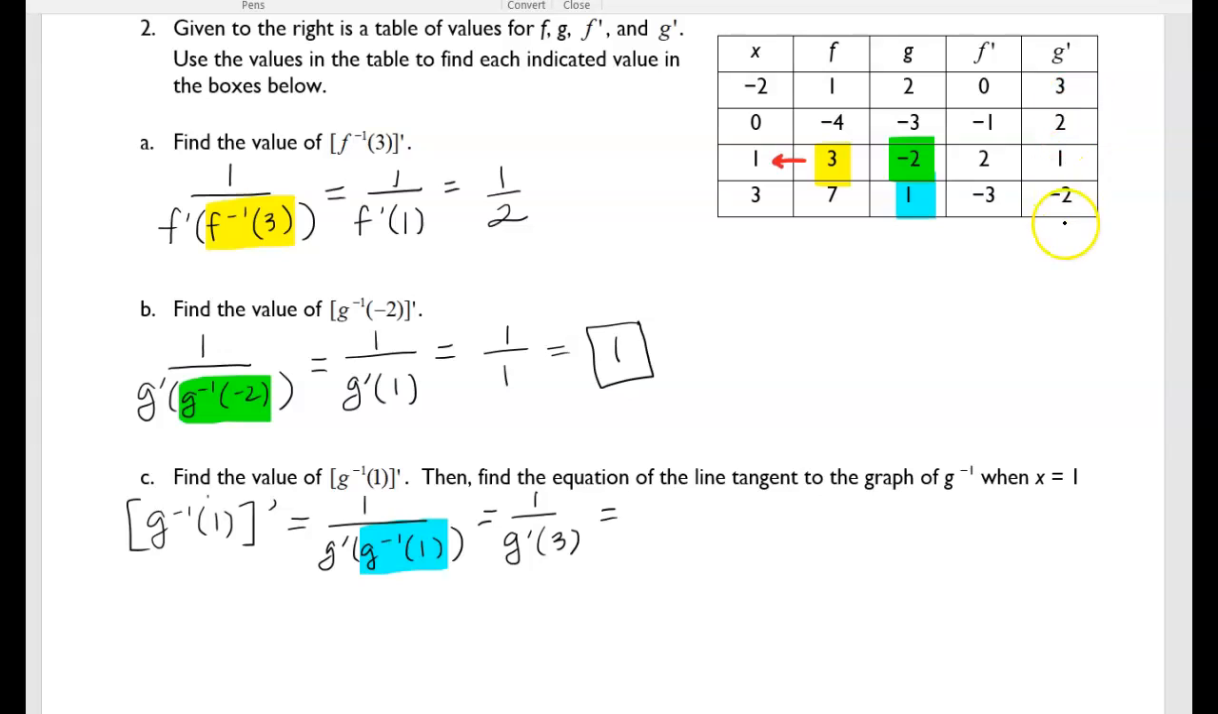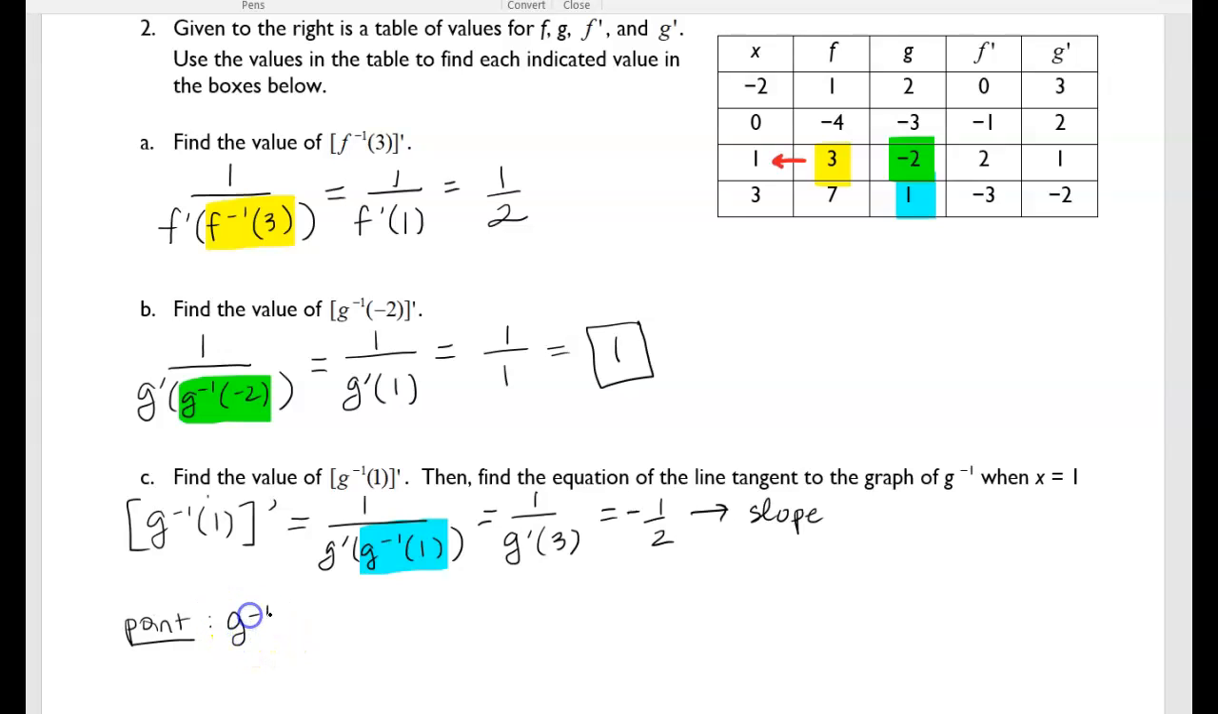I can see that g prime of 3 is negative 2. So this is negative 1 over 2. That's the slope of my tangent line. Remember, the derivative is the slope of the tangent line. I still need my point, which we actually found already, but we're going to write it out.